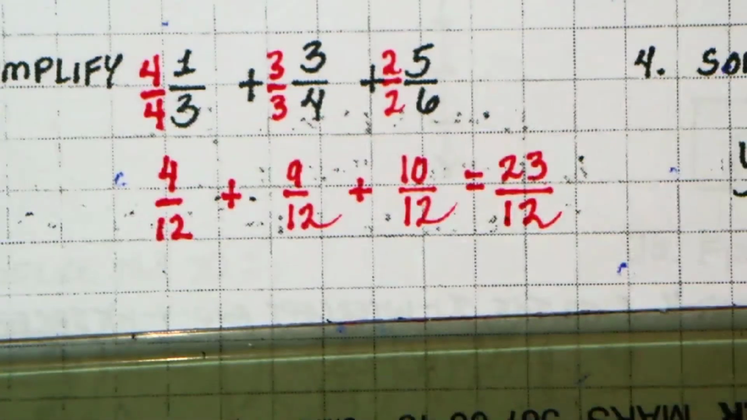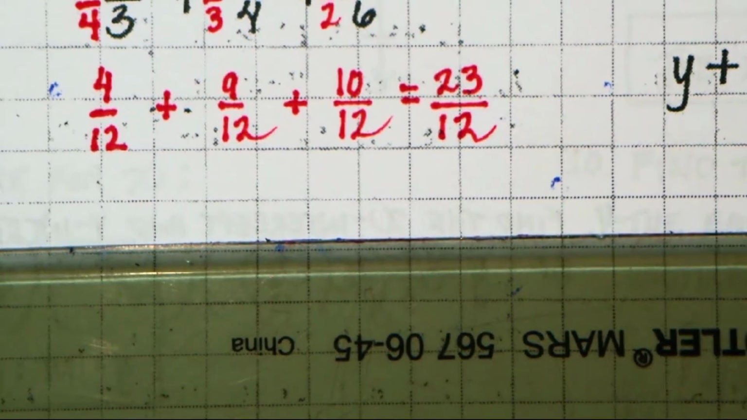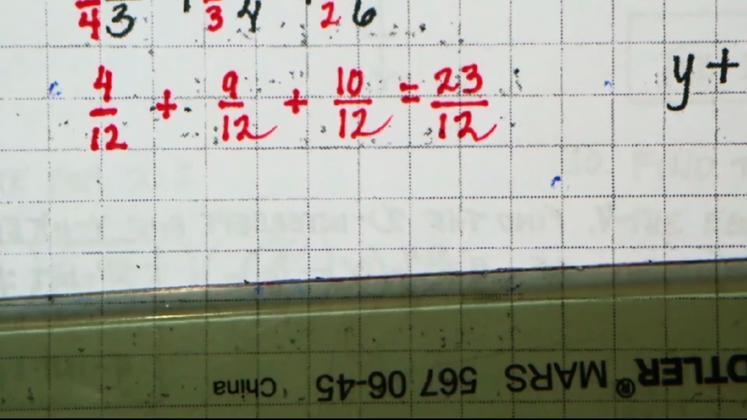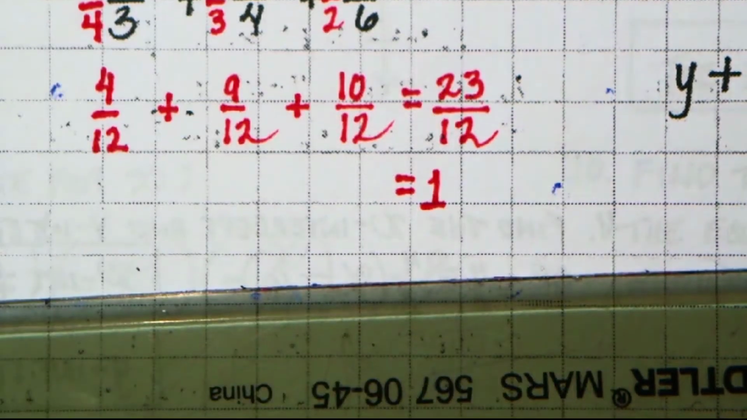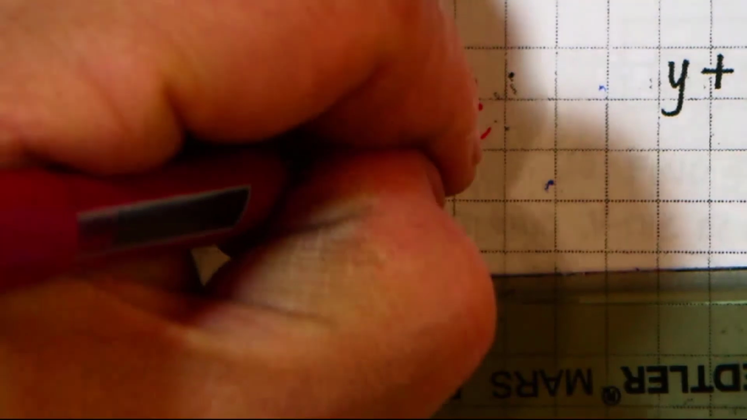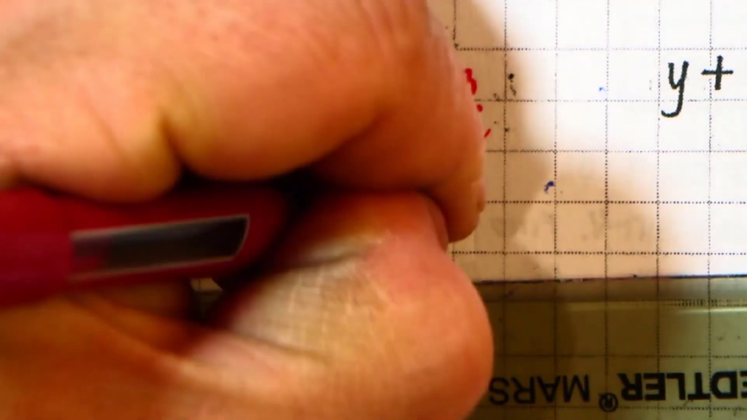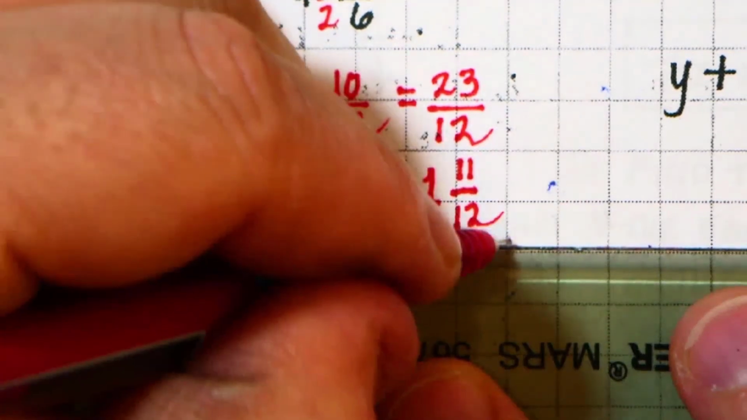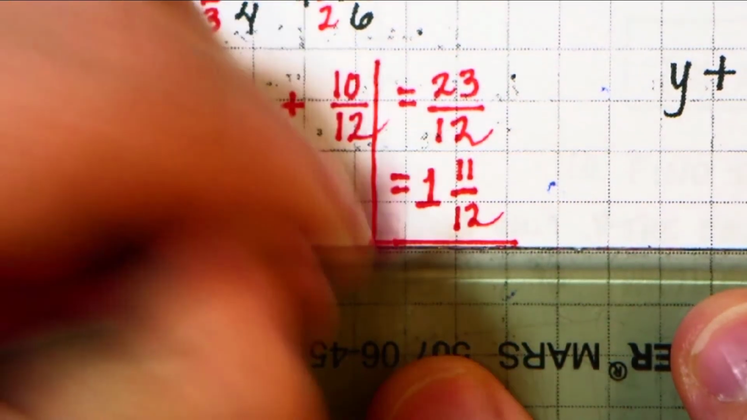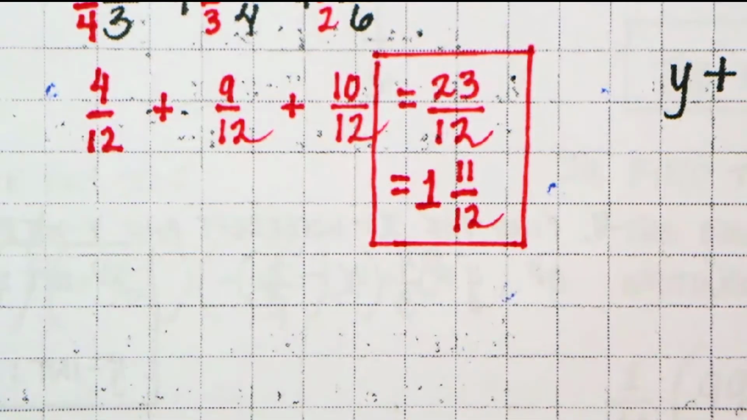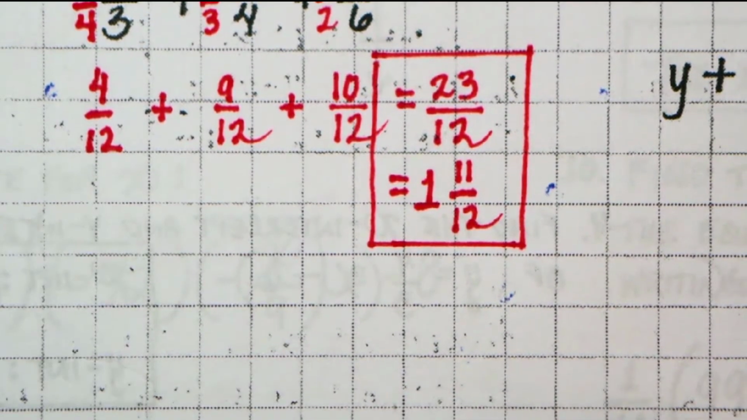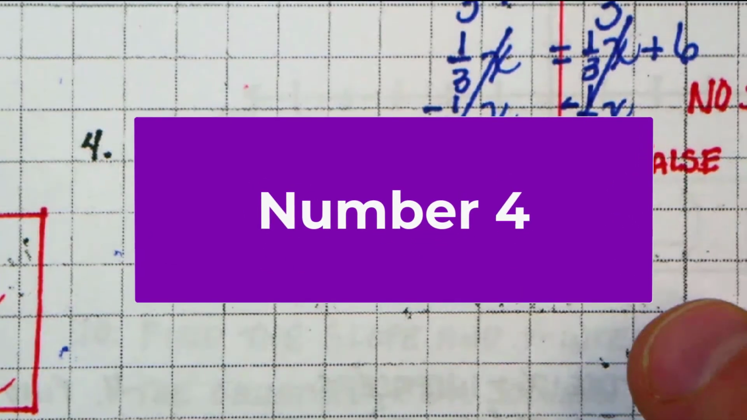23/12. Can we write this as a mixed number? Okay. How many times does 12 go into 23? Just one whole time. So we'll write 1, and then it's 11/12, yeah? 1 and 11/12. Now, the teacher didn't tell you which one to put, so it doesn't matter, as long as you know how to do both. Both are right. Great job. Moving on. We're already on number 4 of 6.